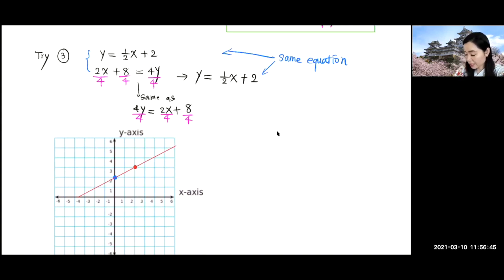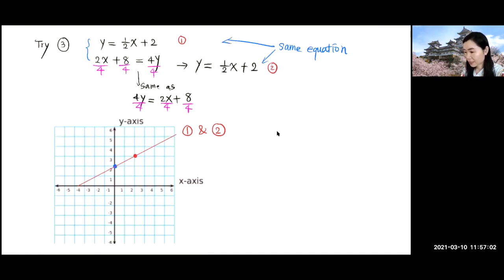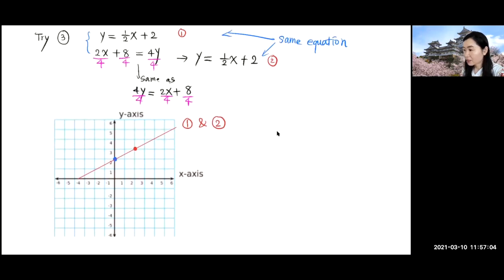Okay? And this will be for equation 1 and also equation 2. If I label this equation 1, this is equation 1, and this is equation 2. So both of them have this graph right here. Now, remember the intersection point corresponds to the solution. So what are the intersection points of the two lines?